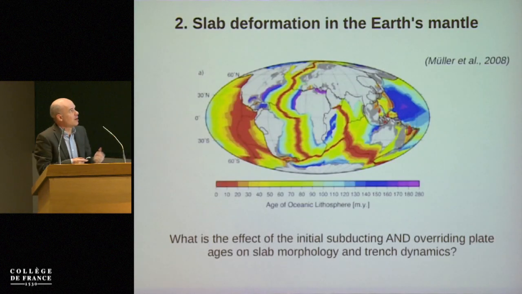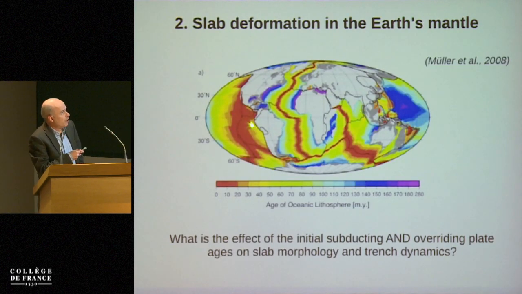Okay, so I showed you one example there for an age of a downgoing plate and an age of an overriding plate, but clearly on the Earth's surface the ages of subducting plates and overriding plates vary quite dramatically.